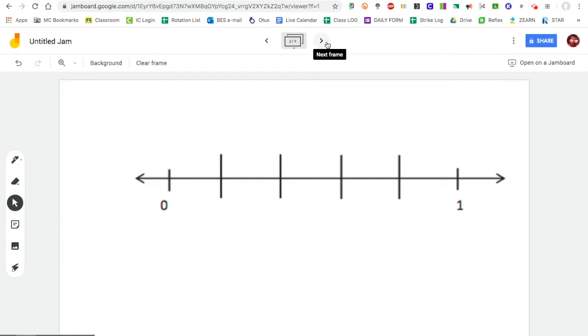So this would be 1/5. This would be 2/5. Then we have 3/5, 4/5, 5/5, and I'm going to label this one as 0/5.